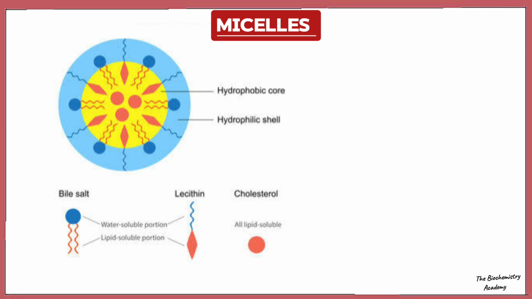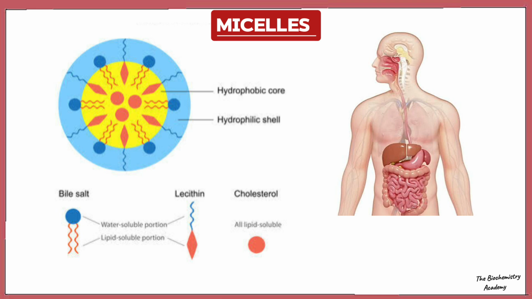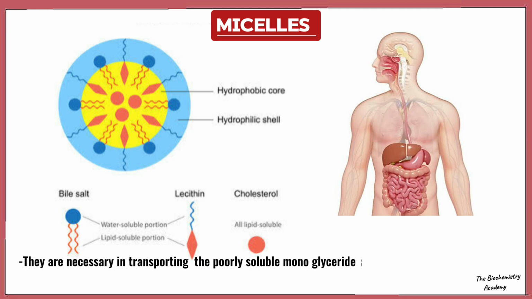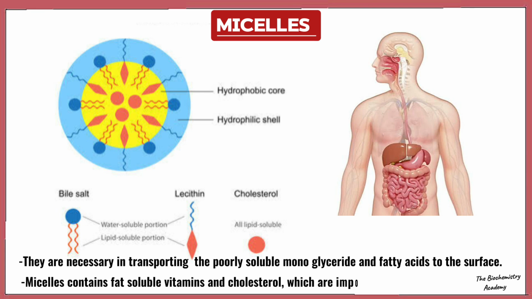Micelles are formed naturally during the process of digestion and in the absorption of fats in the small intestine. The monoglyceride and the fatty acid associate with bile salts and phospholipids to form micelles. Now, micelles are necessary because they transport the poorly soluble monoglyceride and fatty acid to the surface of the enterocytes where they can be absorbed. Additionally, micelles contain fat-soluble vitamins and cholesterol, which are also important for the body.